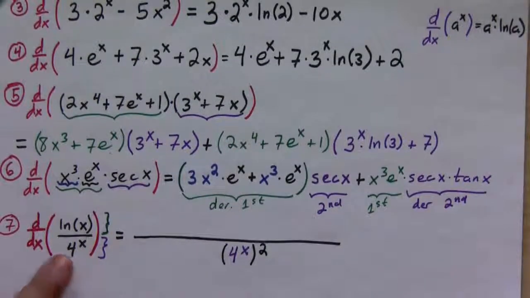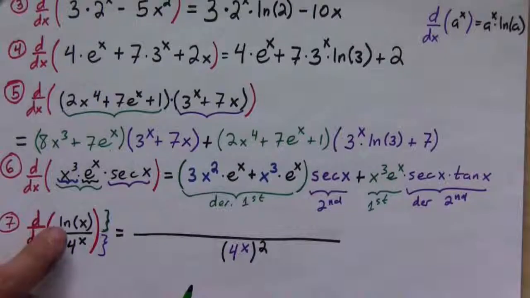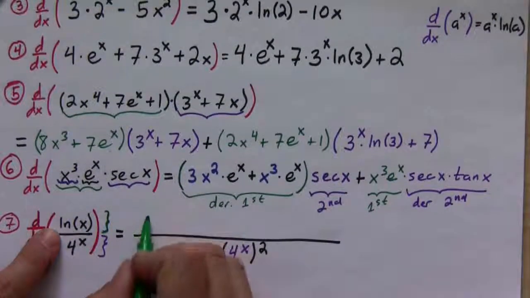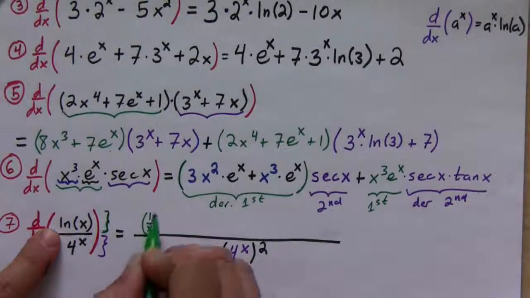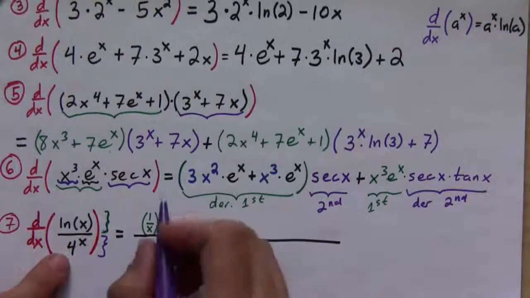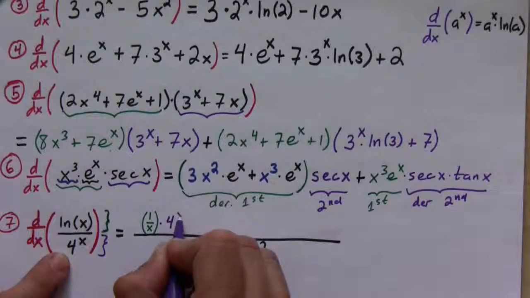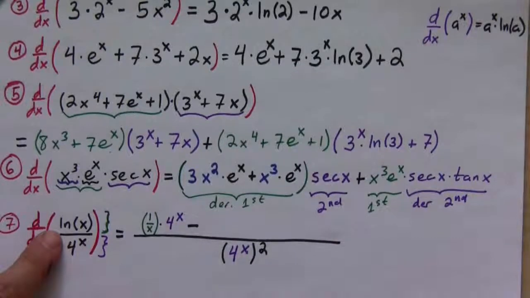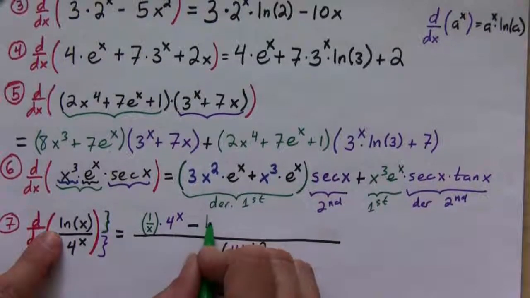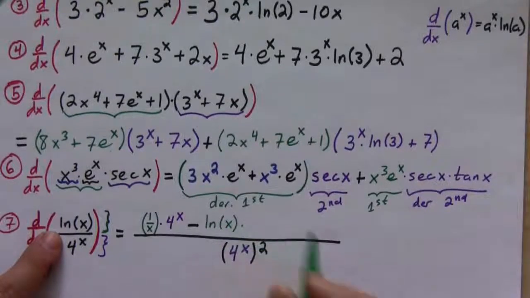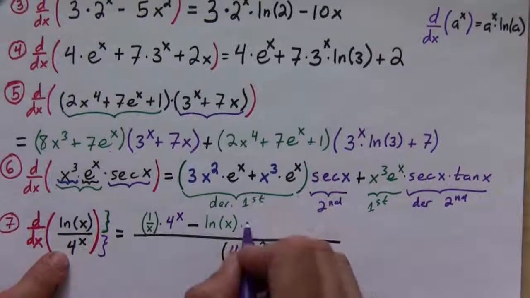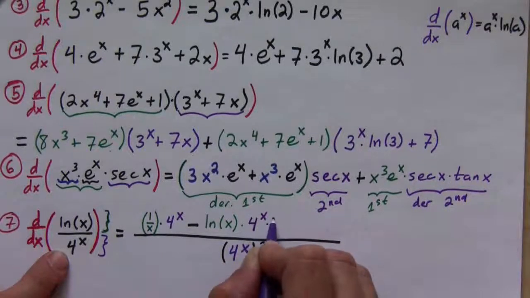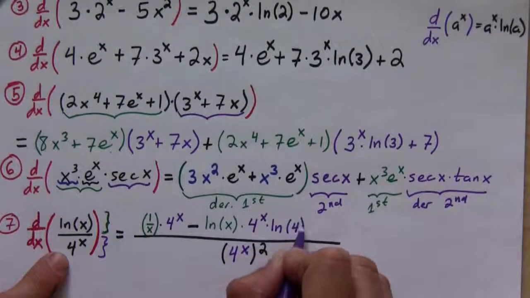And then on top, remember we always get the derivative of the top, or the first one first. So the derivative of the top is 1 over x times the second, which is 4 to the x, minus, now the top we leave it alone, so ln of x, times the derivative of the bottom, which is 4 to the x times natural log of 4.